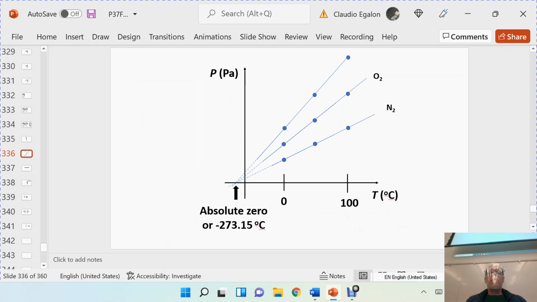There is a special type of thermometer that uses gases. And how do we know that? From the gas law. From the equation, we know that if you warm up a gas, the gas is going to expand. If we cool it down, it's going to contract.